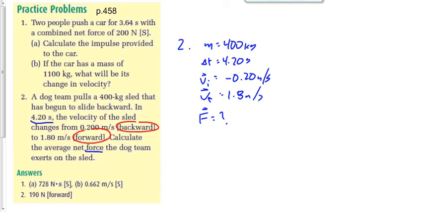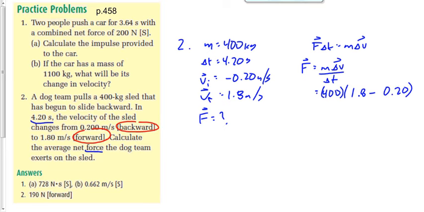Now, some of you might say, calculate delta P using m times delta V and then set it equal to F times t. I'm going to just do it right off the top here. F times t is equal to m times delta V. We get 400 times VF minus VI, 1.8 minus 0.2, over 4.20 seconds. Is that right? What's wrong? Okay. Good. 1.8 minus negative 0.2.